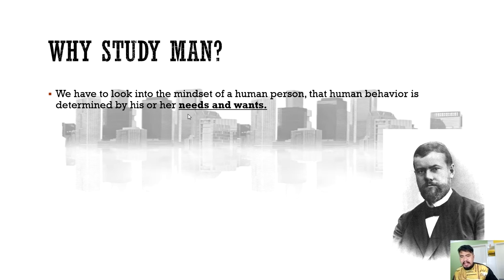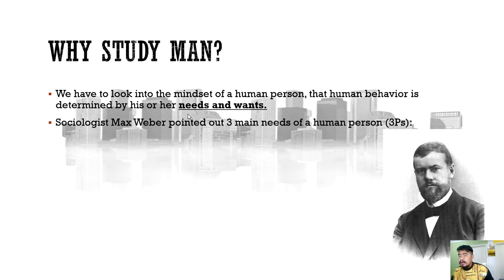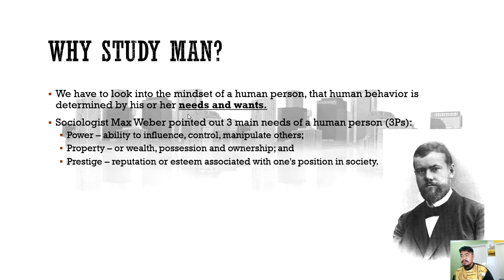Now, may I cite Max Weber? Max Weber is a known sociologist. He contributed a lot to our field. Max Weber provided that there are three main needs of a human person because he is basically an animal. In social sciences, we now classify this into your 3Ps. So what are these 3Ps? Here they are: power, property, and prestige. Now, to define the following, we have to define power first. And remember, this is a need and a want.